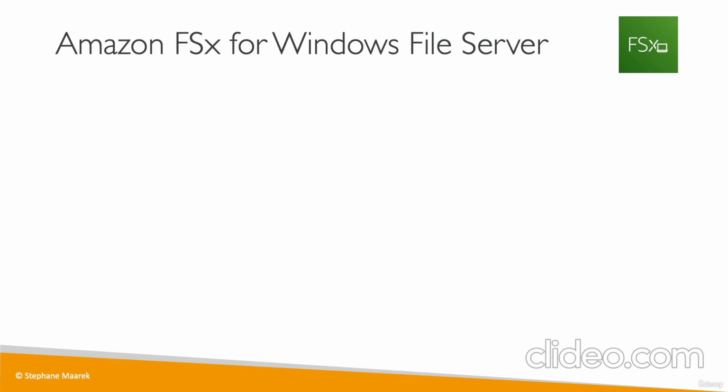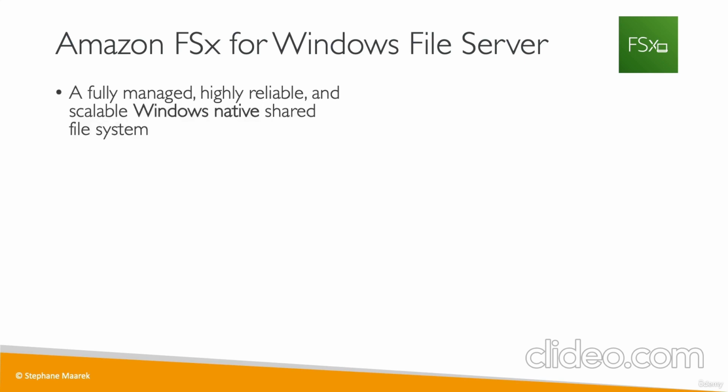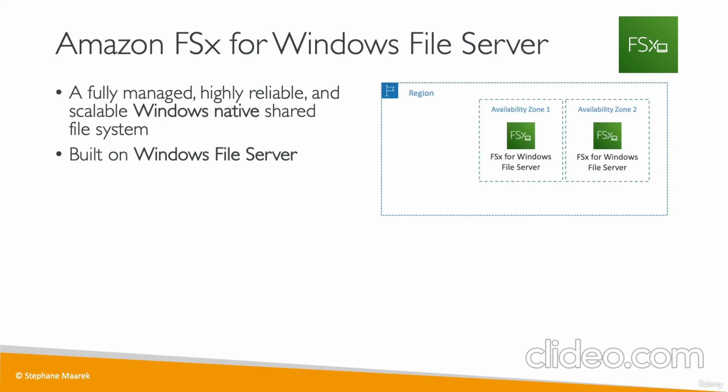The first one is Amazon FSx for Windows File Server, which is a fully managed, highly reliable, and scalable Windows native shared file system built on Windows File Server. So this is meant for Windows instances. The way you do it is that you deploy the FSx, usually across two availability zones, and then there is support for all the Windows native protocols, such as the SMB protocol and Windows NTFS, which allows you to mount this file system onto your Windows machines.